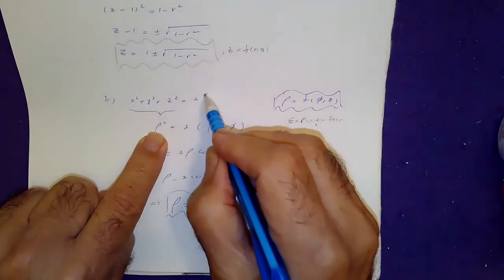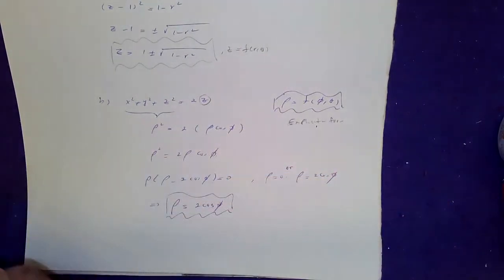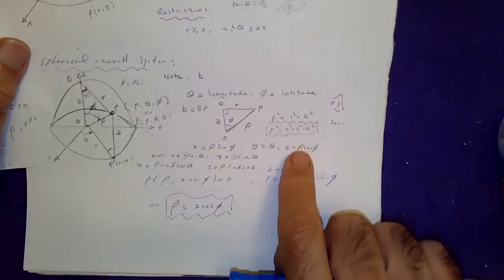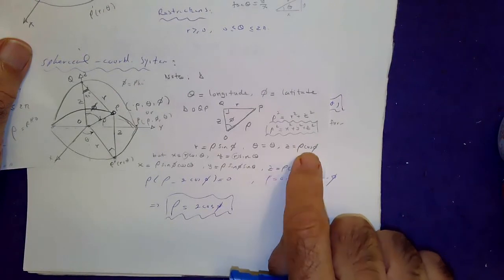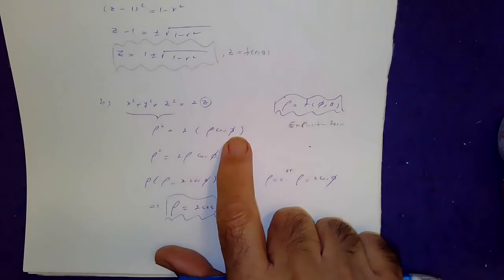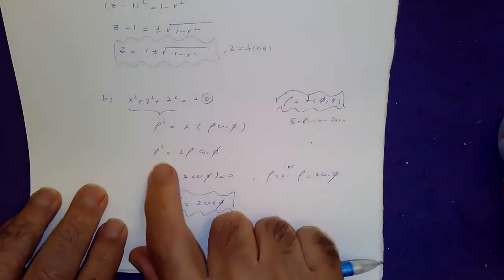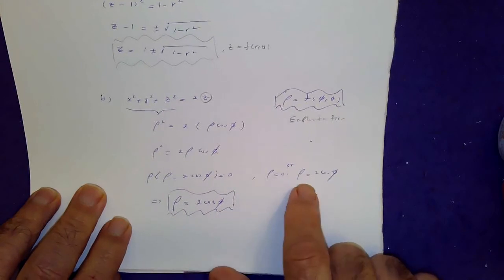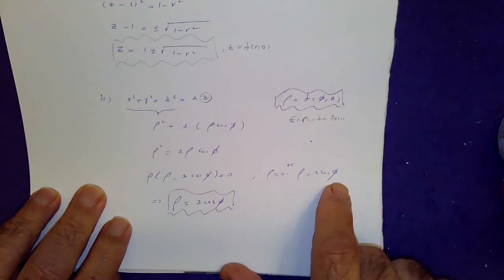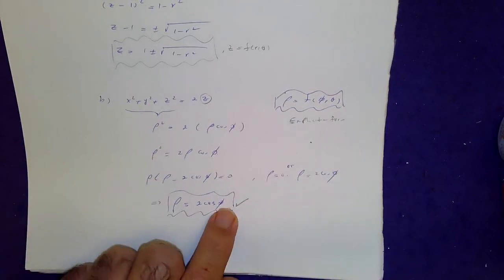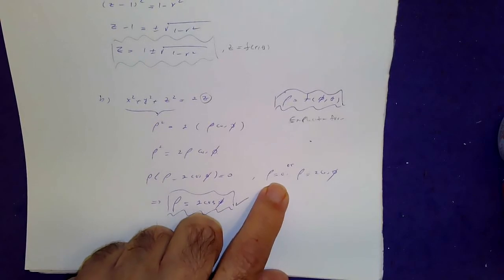Then I'm going to replace the z with rho cosine phi. If you remember, that also comes from right here. One of the conversion formulas, z is equal to rho cosine phi, not theta, but phi. Then what I do, I move this over and factor out the rho. I get either rho is equal to 0 or rho is equal to 2 cosine phi. But I choose rho is equal to 2 cosine phi as opposed to selecting both of these for an answer.